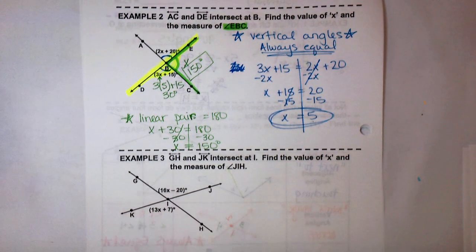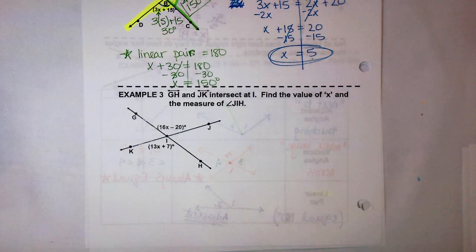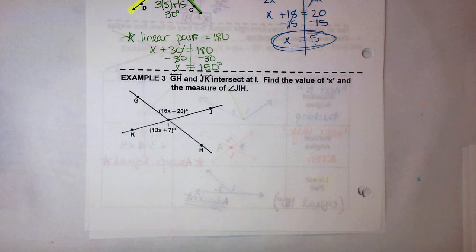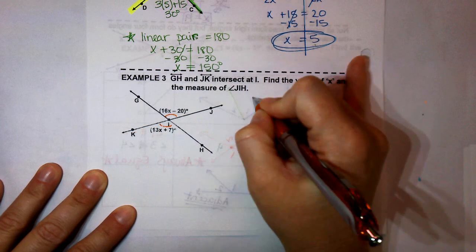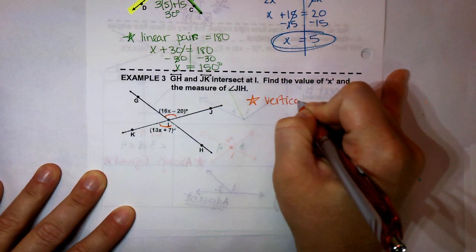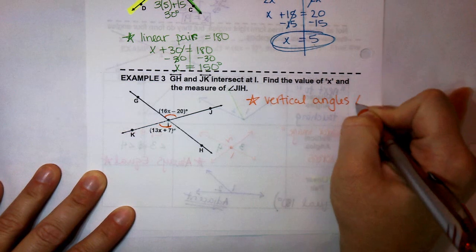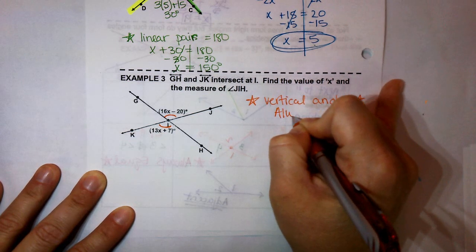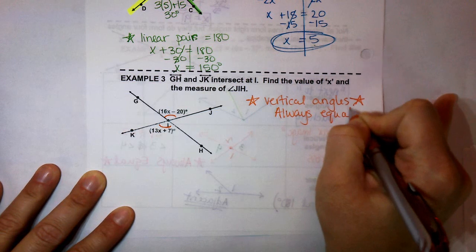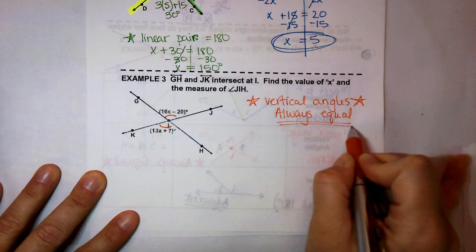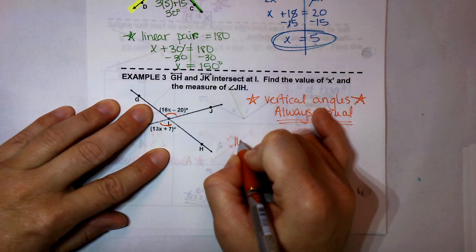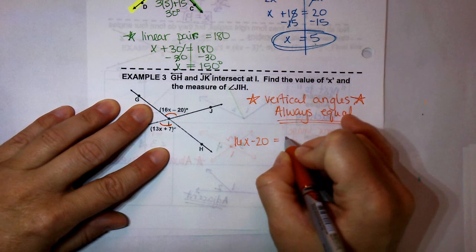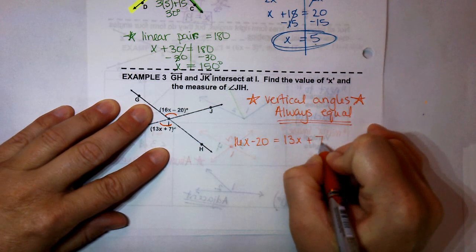All right, so let's try again. It is the same exact problem, different equations. Okay, what kind of angle pair do I have? Vertical. Good, they're still vertical. So I know vertical angles are always equal. So what is going to be my equation? 16x minus 20 equals 13x plus 7.